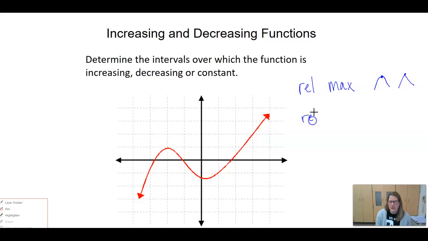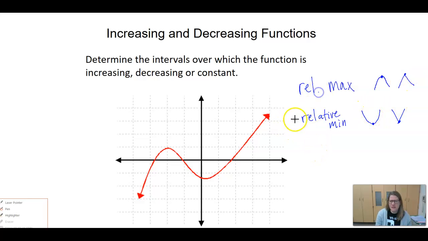A relative min is the same thing, but now that's going to be on the bottom of a valley. And again, it can be a sharp turn or it can be kind of a rolling turn. But that's what a relative min is. And again, it's just kind of local. It's right within a certain area. Is it the highest or lowest?